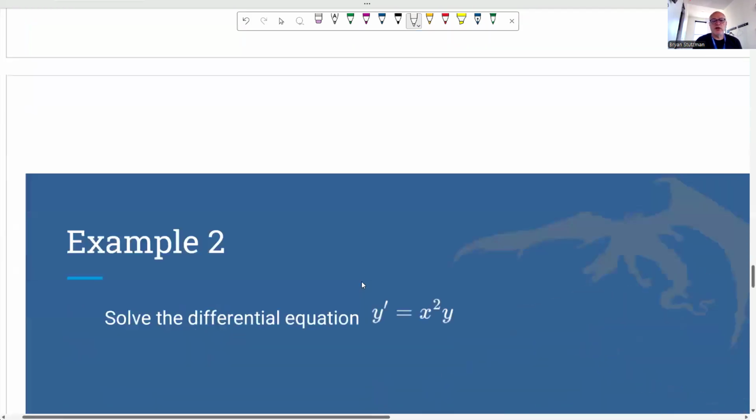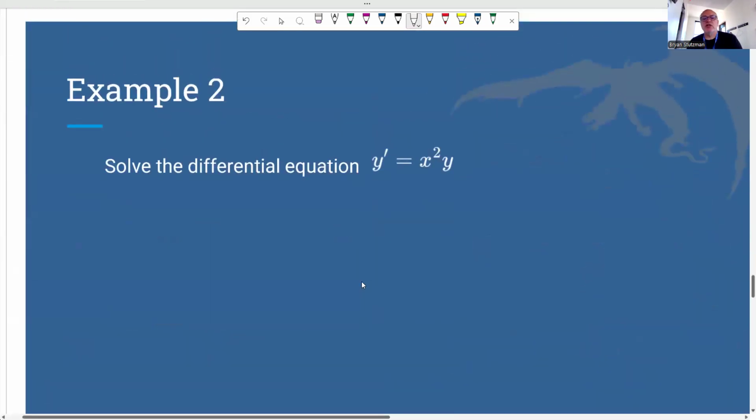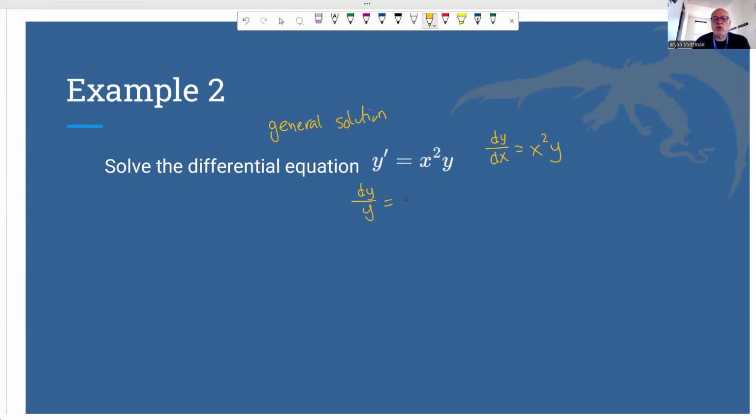All right, let's do another one. Solve the differential equation dy/dx equals x squared y. We do not have an initial condition, so we're going to find the general solution. We rewrite this as dy/dx is x squared y, or dy over y is equal to x squared dx.